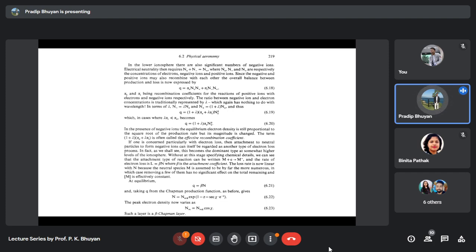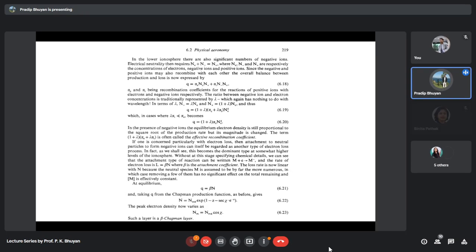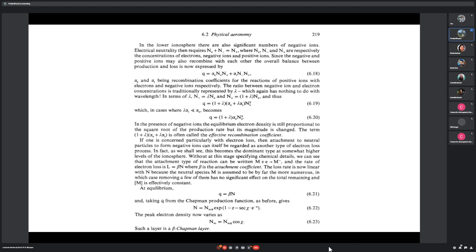So the total negative charge increases. It is not only the electrons plus positive ions, which is normally the case in the upper ionosphere. Here you have negative ions plus electrons together, negatively charged.